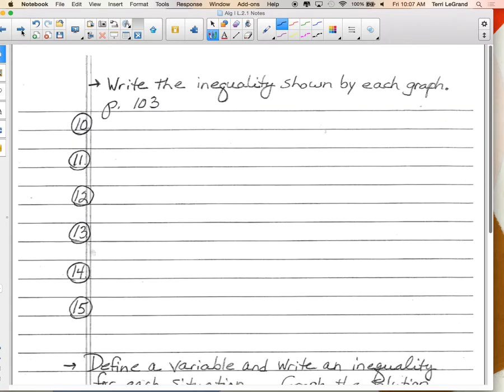Okay, everybody's book open to page 103. So the first thing we're going to do is recreate these number lines. We're starting at number 10, but we're not going to make them as detailed as they are because we're lazier than that.